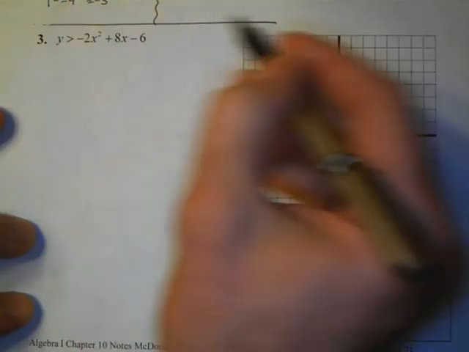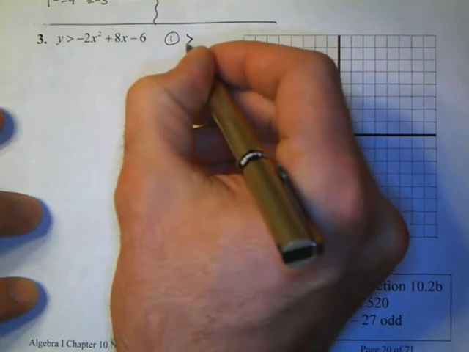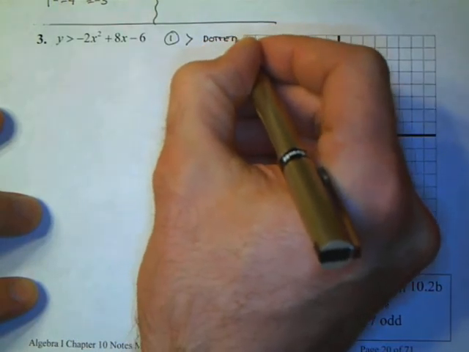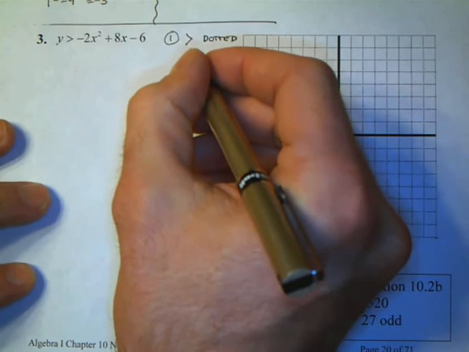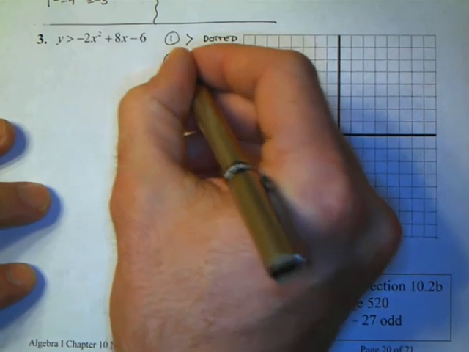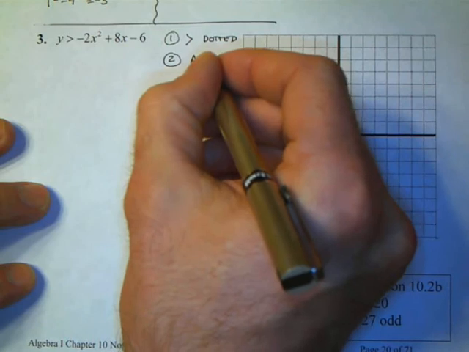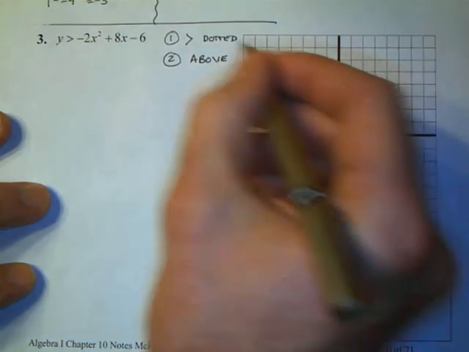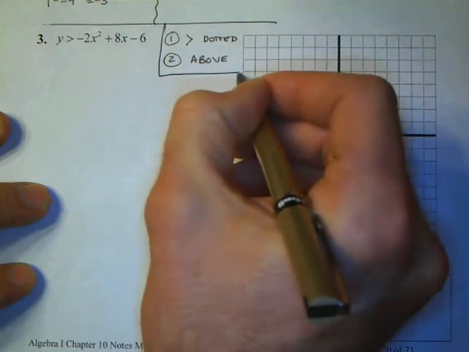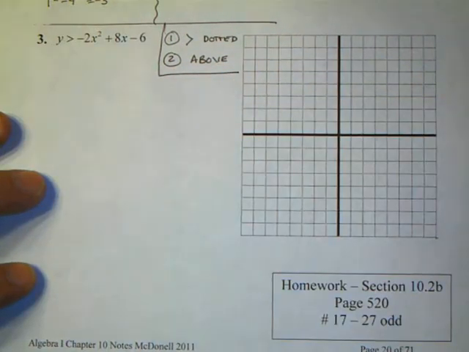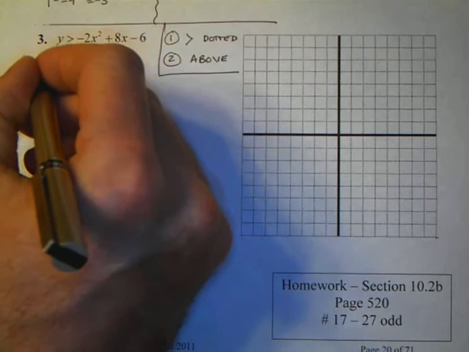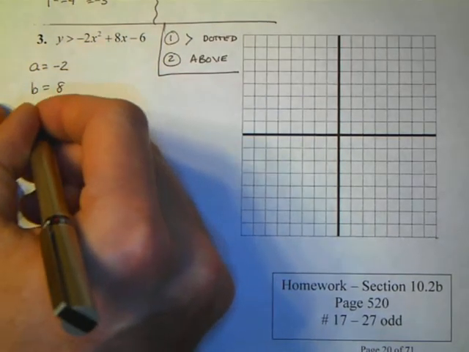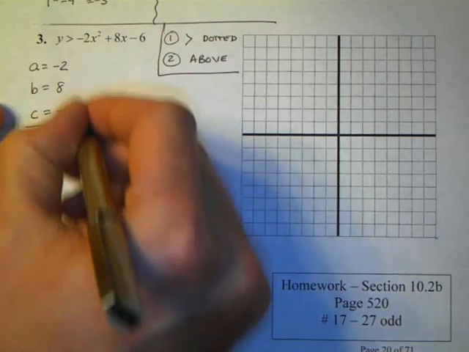Let's look at problem number 3. -2x squared plus 8x minus 6. Once again, let's start the problem by determining what we're working with. Because it's greater than, that means it's going to be a dotted line. Because it's not equal to, it's going to be shaded above. So, in a very similar way to our previous problem, it's still greater than and it's still shaded above.